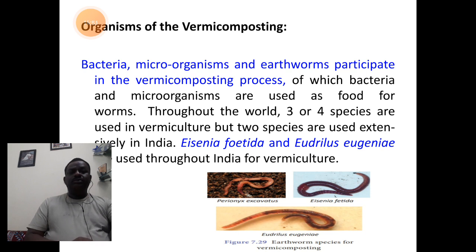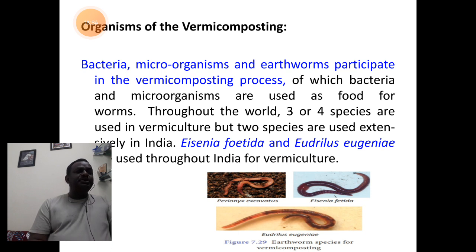Now, next is organisms of vermicomposting. That is, the organisms that could feed upon the organic garbage or the waste and convert it into useful vermicompost or manure. Usually bacteria, microorganisms, and earthworms participate in this process of vermicomposting or vermiculturing.